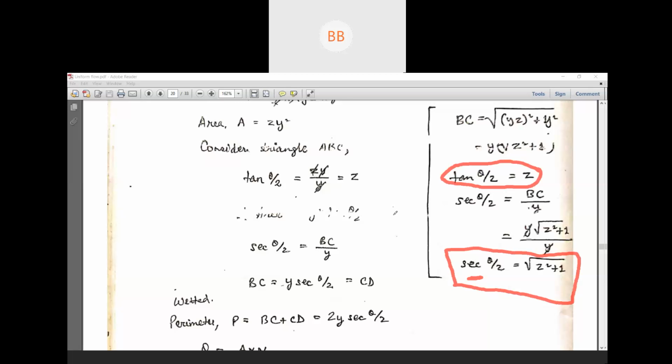From here you can also write BC is equal to y sec theta by 2. You write down its expression from here. As sec theta by 2 is BC by y, so you can write BC is equal to y sec theta by 2. And what is sec theta by 2? It's root over z square plus 1.